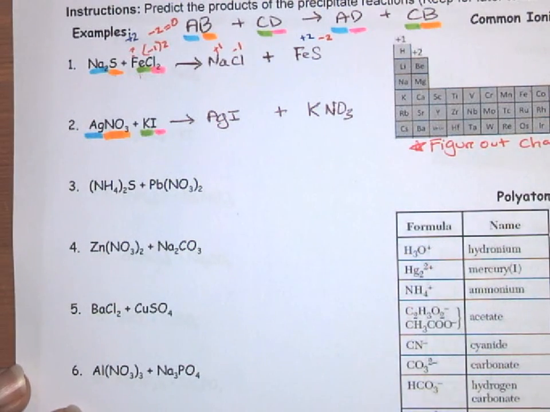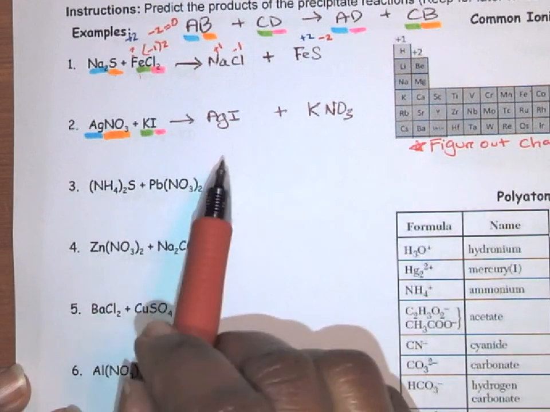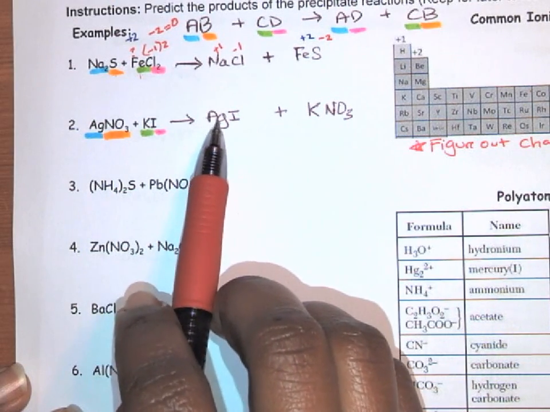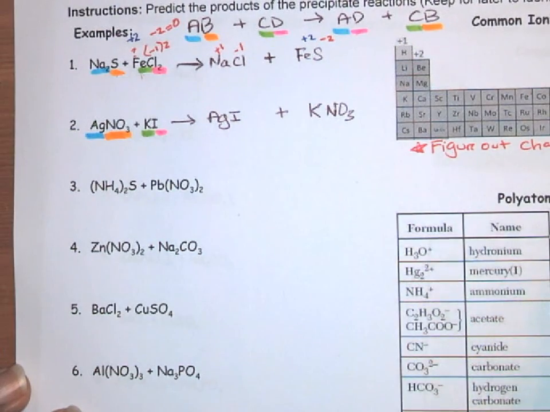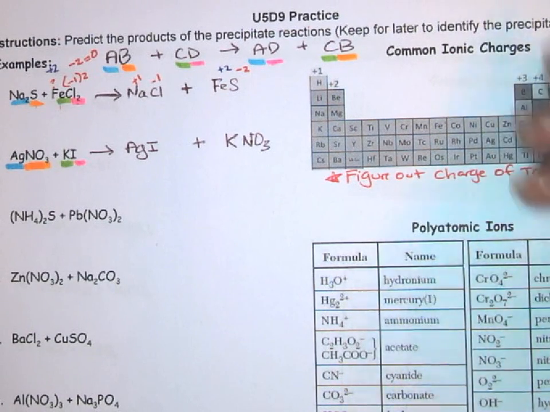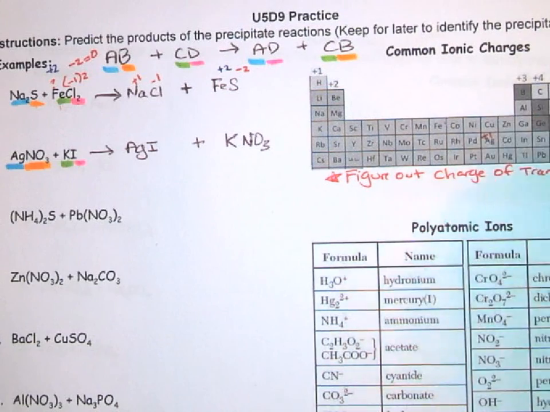Now I need to check the charges once again. The first thing I'm looking at here is silver, Ag. It's a transition metal. For most transition metals, you have to figure them out, but silver actually has a common charge. Silver has a common charge of +1, and zinc has a common charge of +2.